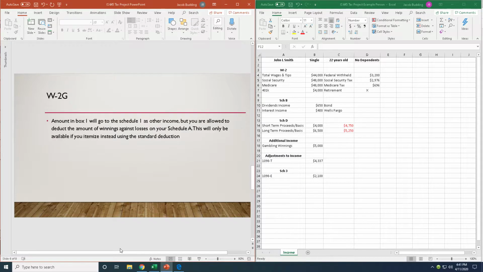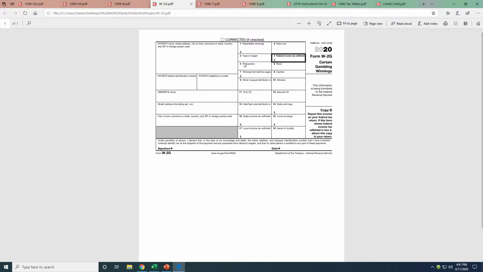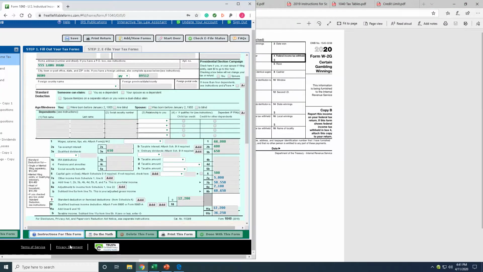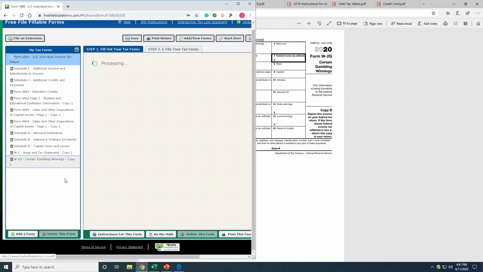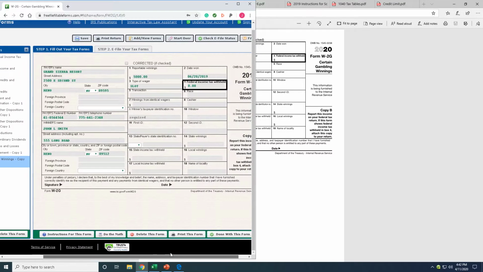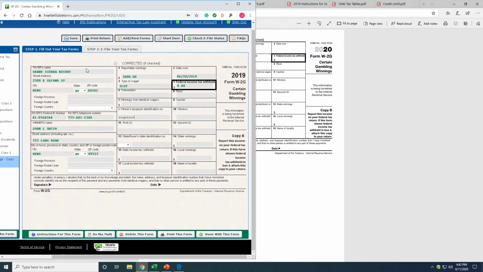All right. Now we're going to go to the W2G. Let me pull this up for you guys. This is certain gambling winnings. I actually already have it inside of the tax software since it's one of the forms needed. So you'll be given a form like this. He won at the Grand Sierra Resort in Reno. John L. Smith, he got $5,000. He was playing on a slot machine. He won in 2019. That's important because this is for 2019 purposes.